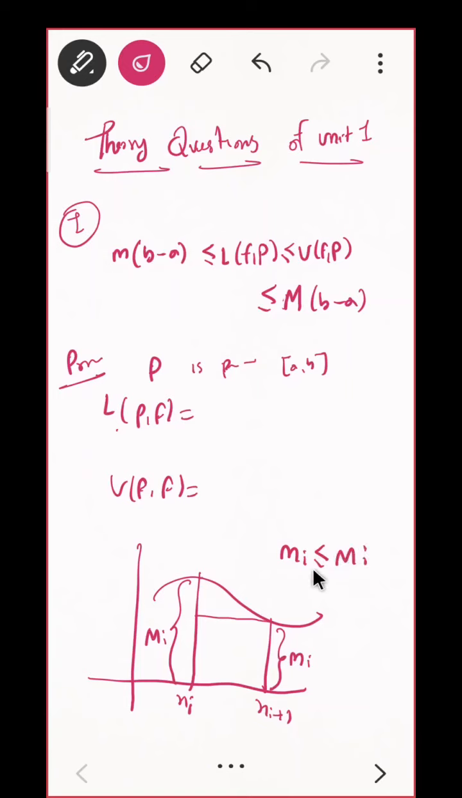Is it clear to you? Because small mi is the GLB and capital Mi is the LUB, the greatest lower bound and the least upper bound. Next, just multiply both sides by xi plus 1 minus xi. So this will become small mi into xi plus 1 minus xi, which is less than or equal to capital Mi into xi plus 1 minus xi. Do you see that?